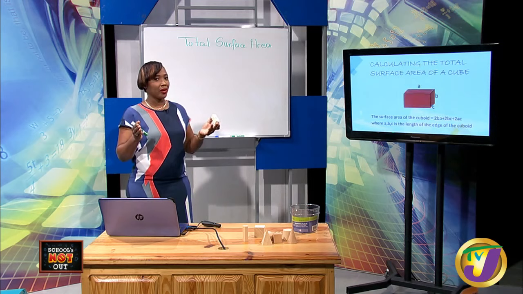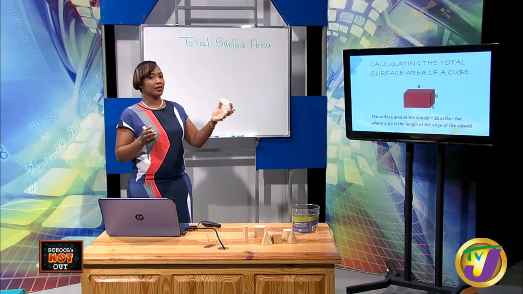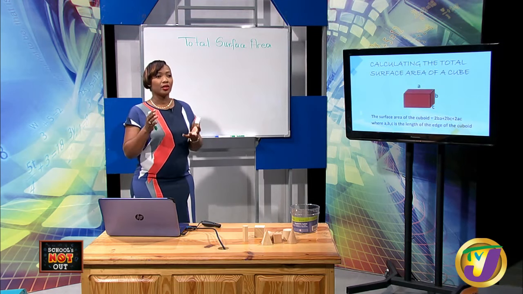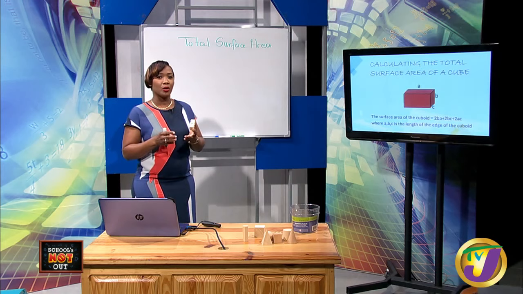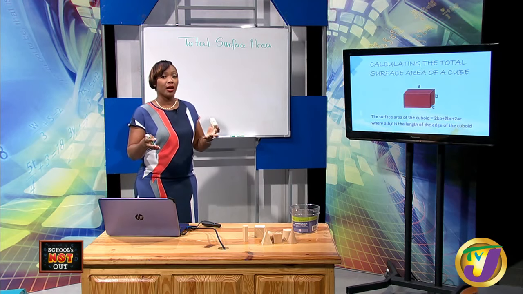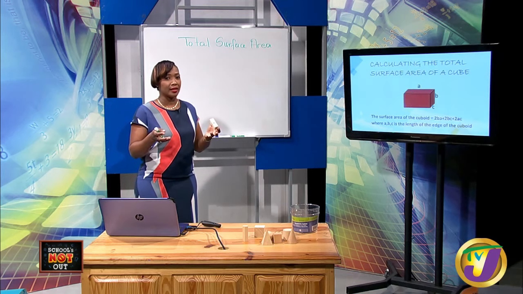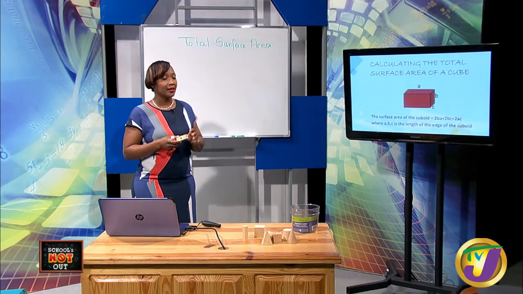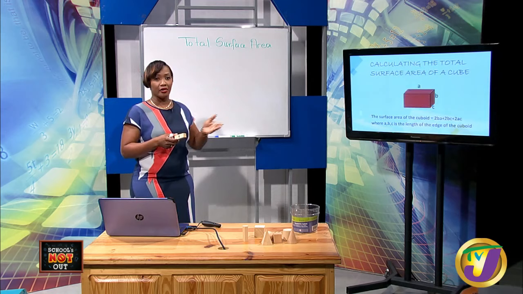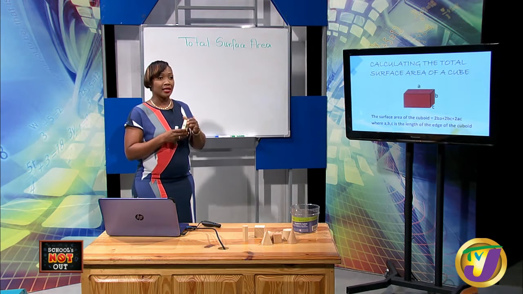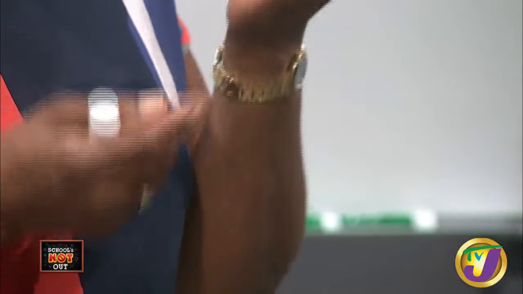So what did we do again? We looked at some nets, remember? We looked at the nets and we talked about how these nets were made up of polygons and how these nets came together to form solids. Good, and today we're looking at total surface area. What is that again? It is all the area that is covered on a solid.